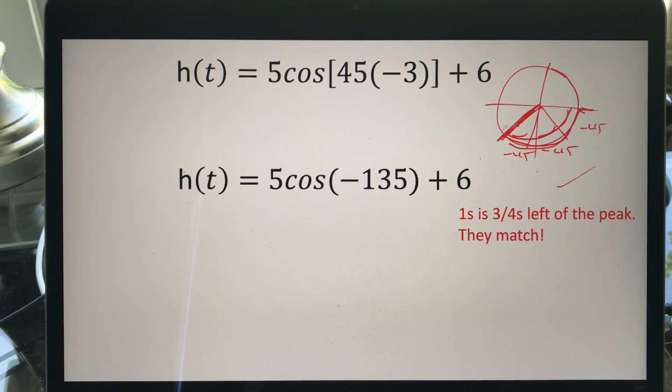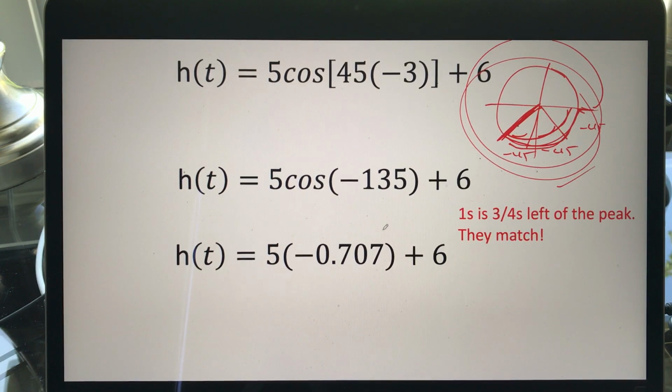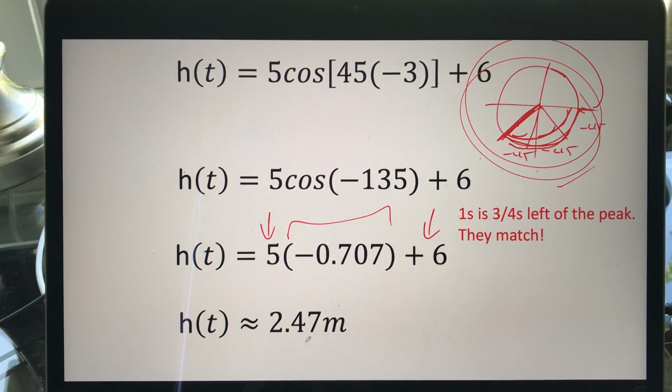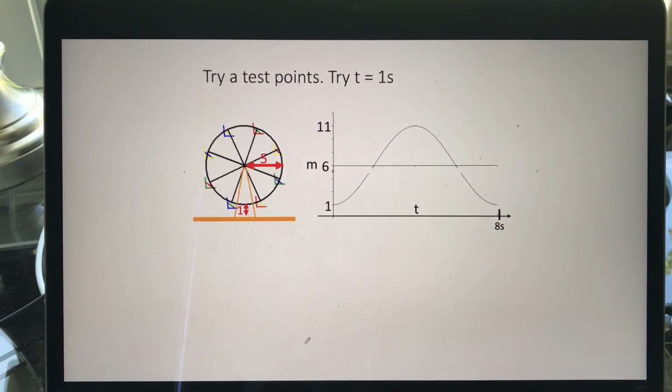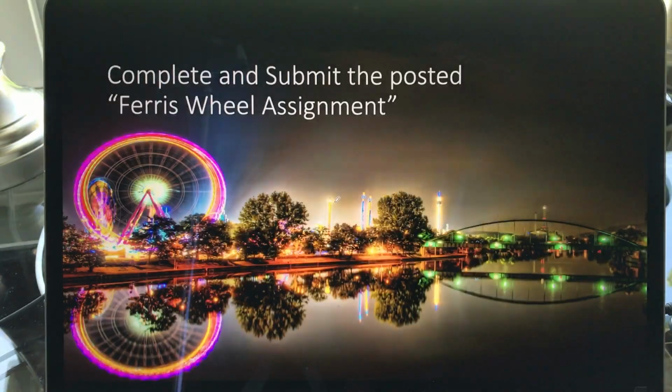And now every time you do this, you don't have to sketch this out. I just want to show you how it's working. From now on, you can just move through it in your calculator. That's fine. So again, this is negative 0.707. That's the theoretical calculator version. I have to adjust it with my 5 and my 6 because I'm talking about a Ferris wheel, and I get just around 2.47 meters. And we said 1 second is there. Yeah, that's 1. If that's 6, halfway is 3. I'm around 2.5, which works.